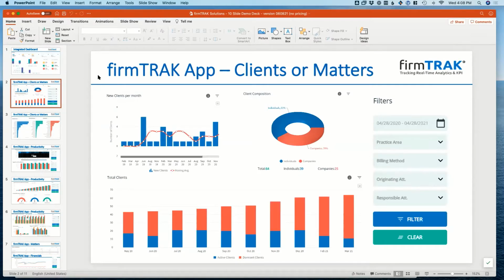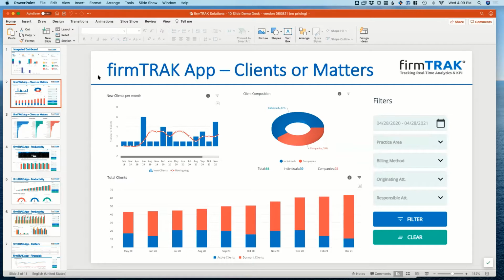Page 2 relates to clients and the matters that you keep within the firm. Each of the filters that you see on the right-hand side can be activated for a particular area of practice, the type of billing method, for example, flat fee or contingent work. And also you can filter by the resource who's working on the project, in addition to the responsible attorney or the rainmaker that has brought the client into your firm.